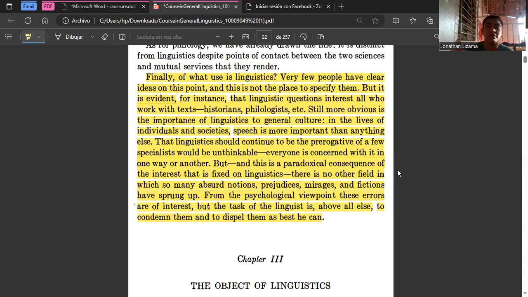Ahí es donde entra el término de Ferdinand de Saussure. Claro, Ferdinand de Saussure no vio las cosas que vemos nosotros hoy en día. So continue to our class. Let me see our PPTs.